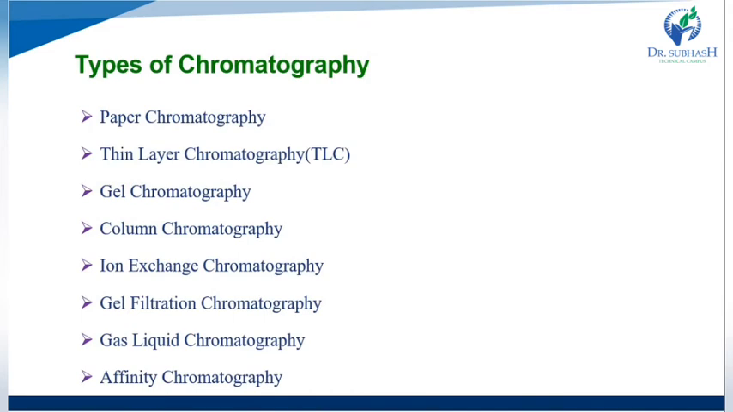Now we will see the types of chromatography. There are so many types of chromatography, and we will see them one by one. The first one is paper chromatography. The second one is thin layer chromatography, with the short name TLC. Then gel chromatography, column chromatography, ion exchange chromatography, gel filtration chromatography, gas liquid chromatography, and affinity chromatography.